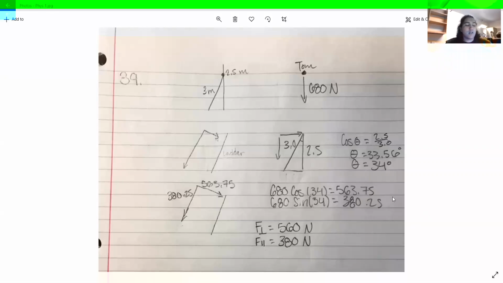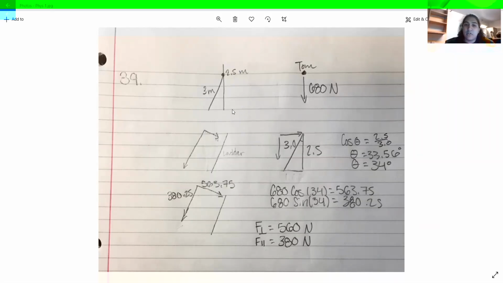Okay, so my first problem was problem 39, and it reads, Tom is climbing a 3-meter long ladder that leans against a vertical wall, contacting the wall at 2.5 meters above the ground. His weight is 680 newtons, as a vector pointing directly downward, and his weight is measured in newtons, which is abbreviated with N. What are the components of Tom's weight parallel and perpendicular to the ladder?